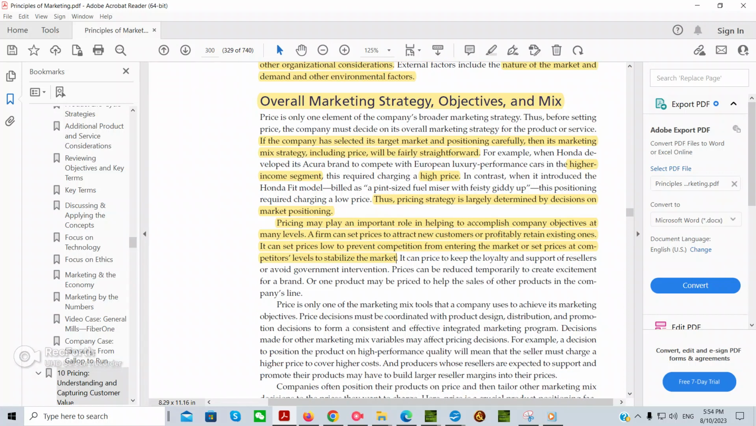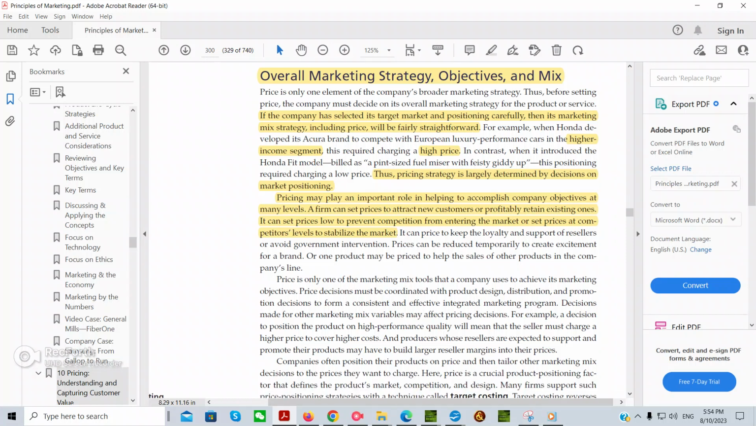If you can keep a price stable over a period of time, you can also maintain market share and loyalty of customers as well. Price is only one of the marketing mix tools that a company can use to achieve marketing objectives. Price decisions must be coordinated with product design, distribution, and promotion. Let's look at those three.